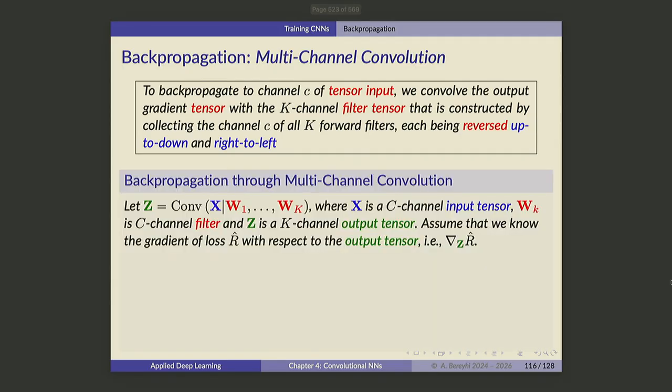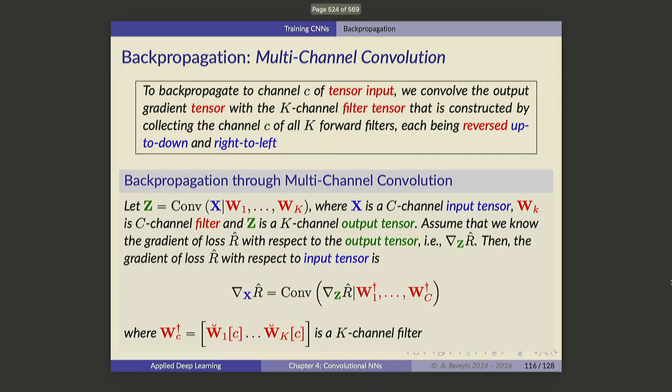So, questions? That's essentially what I explained, right? So you reformat or resort your filters, you do again a convolution. Now you have the gradient with respect to the input, right? And what if I want to compute the gradient with respect to the filters? I want to compute the gradient with respect to filters.